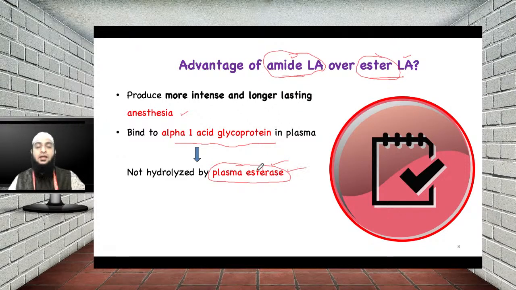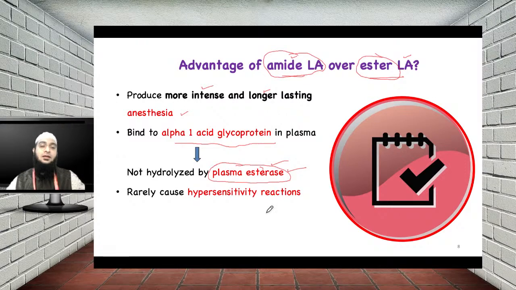Whereas esterase doesn't affect amide local anesthetics, because esterase is the enzyme which only breaks down the ester group, right? So this is another reason why amide local anesthetics have more intense and longer lasting anesthetic action: they bind to alpha 1 acid glycoprotein and are not hydrolyzed by plasma esterase. That is the reason why they have more intense and longer lasting anesthesia.